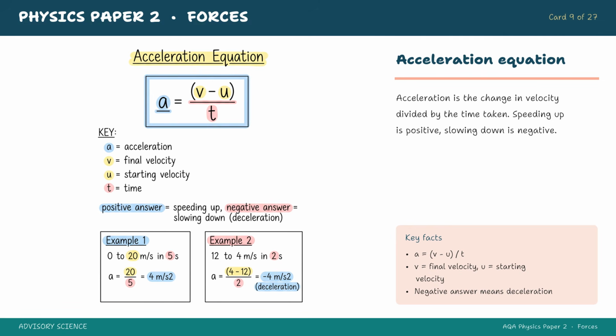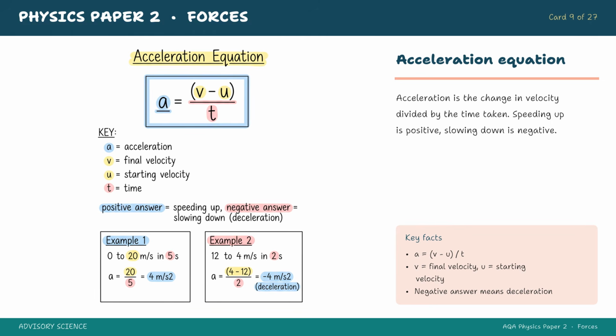If the object is speeding up, the acceleration is positive. If it's slowing down, the acceleration is negative, and this is called deceleration. Let's try an example. A car starts from rest and reaches a speed of 20 meters per second in 5 seconds. Find its acceleration. First, write down what you know.